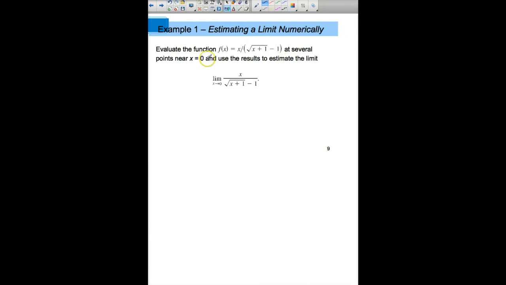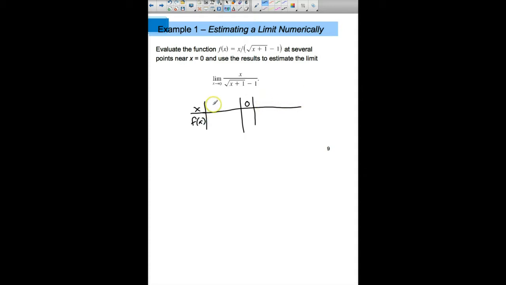At several points near x equals 0, and use the result to estimate the limit as x approaches 0 of x over the square root of x plus 1 minus 1. So in the table of values, we want to approach an x value of 0, and these are our x values, and these are our y values, and we want to approach 0 from the right and the left.